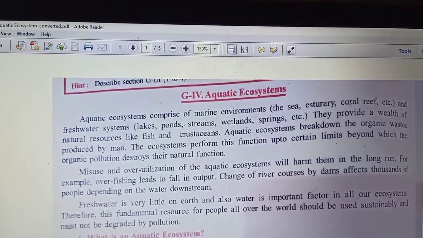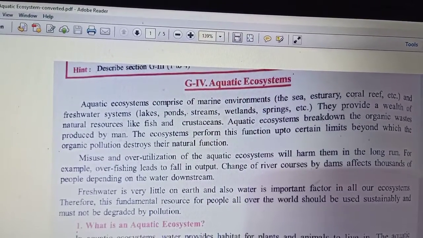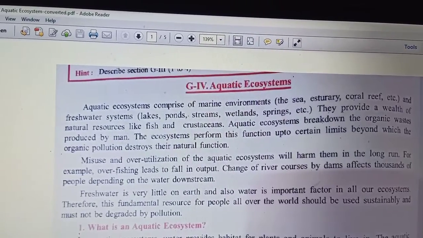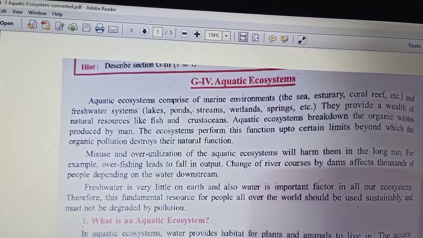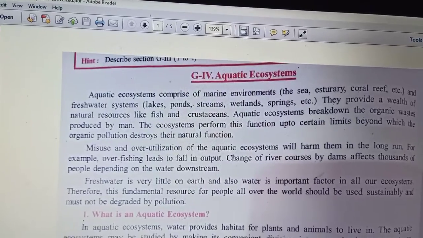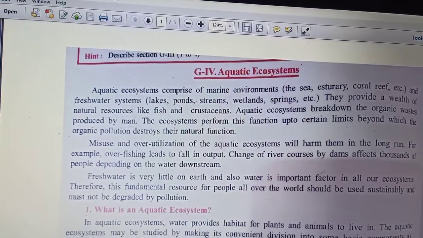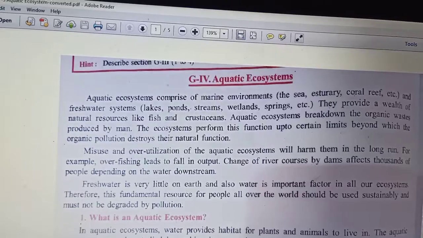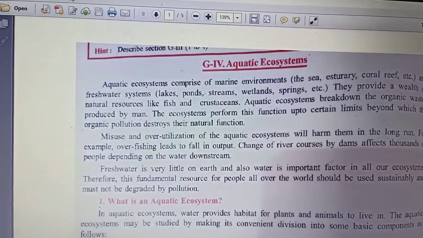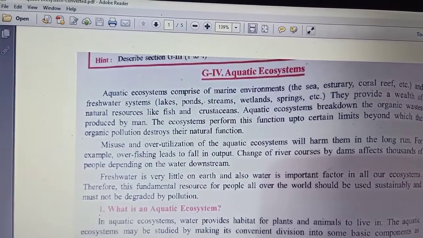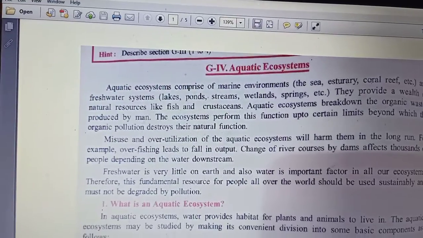They provide various types of wealth, that is, fish and crustaceans. But in these ecosystems, like the aquatic ecosystem, organic waste which we human beings produce is contaminating the aquatic ecosystem. There are various creatures, flora and fauna in this ecosystem, but it is also polluted by human beings, because of boats, sea trade, and this kind of misuse and overutilization of the aquatic ecosystem, which is finishing that particular aspect also.